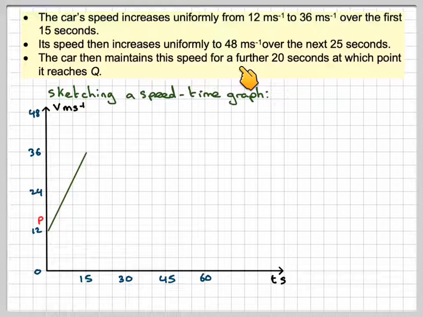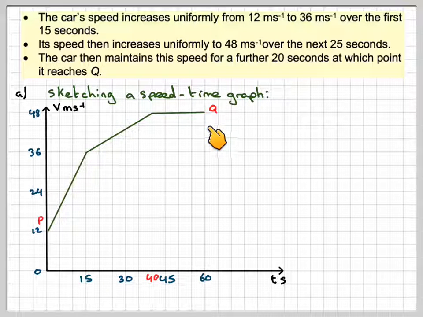Then it increases uniformly over the next 25 seconds. So 25 plus 15 is 40. So it goes from 36 to 48 there. And then in the next 20 seconds, so it takes it to 60, it will get to there, which is Q.